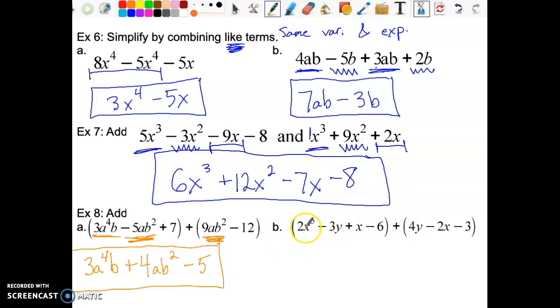Same thing on letter B, that 2x to the fifth doesn't have anybody to combine like terms with. I can combine minus 3y with plus 4y though, that's plus 1y. You don't have to write the 1 in front. 1x minus 2x is negative 1x. Again, I don't have to write that. Negative 6 and negative 3 is negative 9. So there's an answer to letter B.